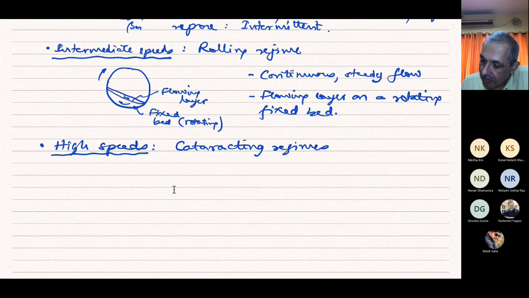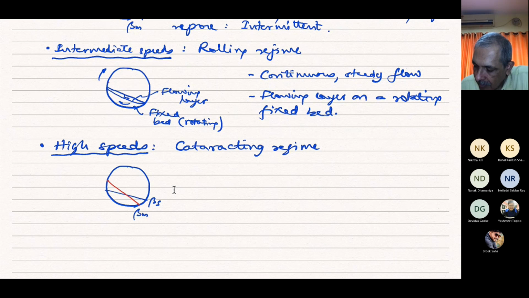So in the cataracting regime, you have again, so this is higher speed than the rolling regime, and here not only do you have a continuous flow, but particles are also thrown up and flow.